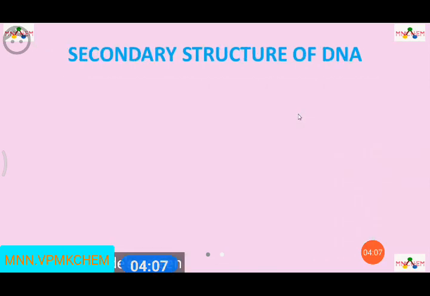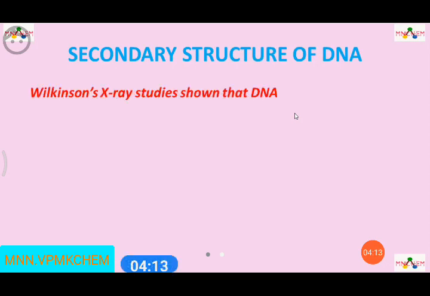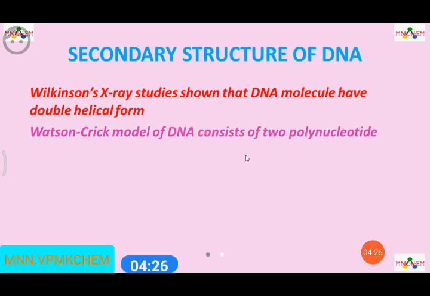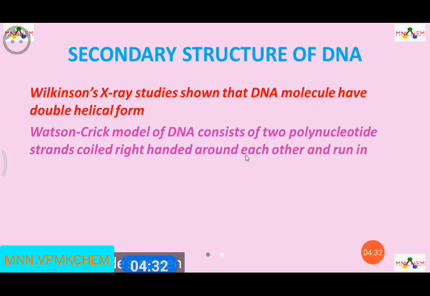Secondary structure, particularly we are going to discuss for the deoxyribonucleic acid. Wilkins and his X-ray studies showed that the DNA molecule has a double helical form, also known as double helix structure, which was proposed by the Watson and Crick model. This model says DNA consists of two polynucleotide strands which are coiled in a right-handed manner around each other, and they run in opposite directions.